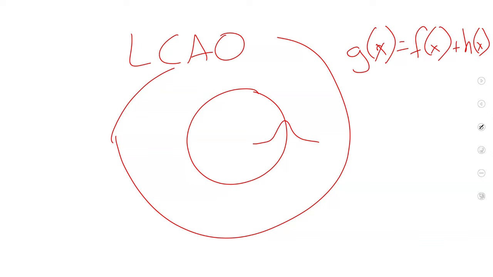We just normalize it so that the overall probability of finding an electron is still a probability of one. So we're mixing a function of f of x plus h of x might be 0.5 times f of x plus 0.5 times h of x, so that the coefficients here still add up to one.